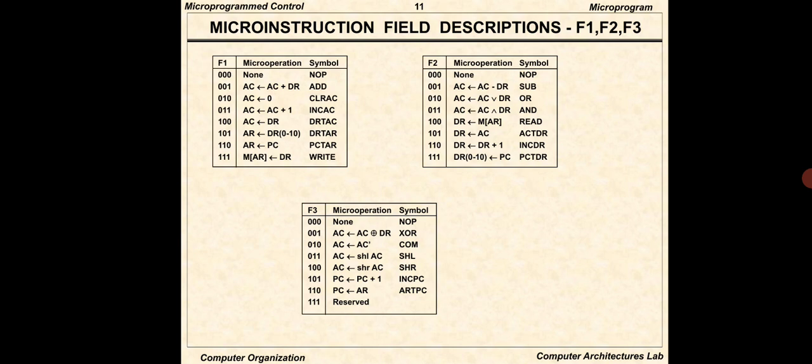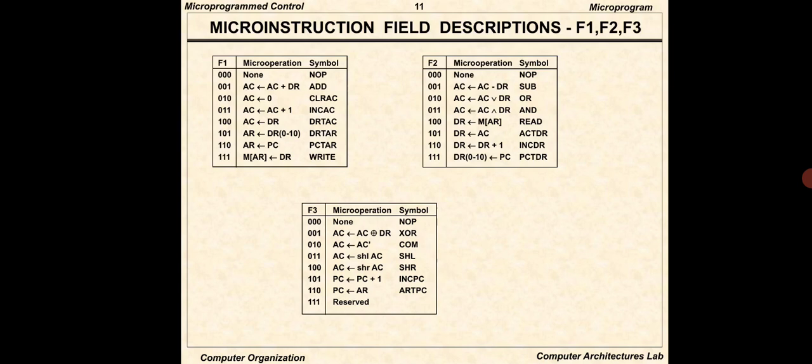First, for the F1 micro operation, if it is 000, none, that is no operation. The same thing applies for F2 and F3 also. If these values are 000, then no operation. If it is 001, what happens? It is an add operation. What is it going to add? Accumulator contents plus the data register will be added, and the result is stored in the accumulator.